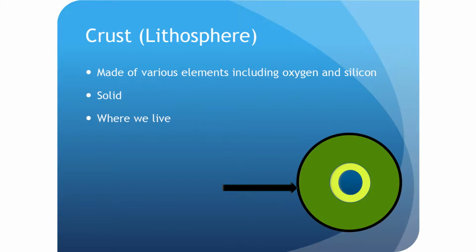The crust, or the lithosphere, is also made up of a lot of different elements like oxygen and silicon. It is a solid layer. It is the layer on which we live, where you're standing right now.